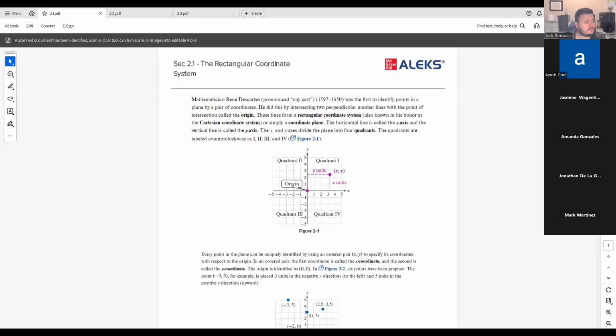All right. So 2.1 is the rectangular coordinate system. So basically the X and Y plane where you plot points. So just a grid system that you plot points on. Okay.